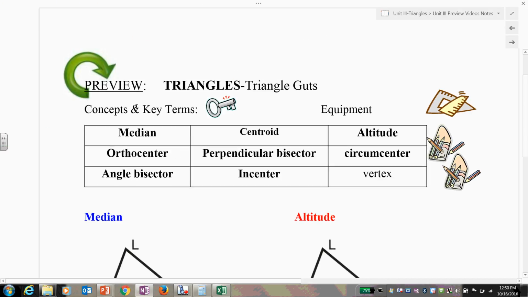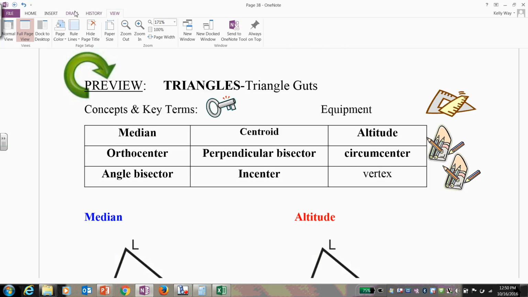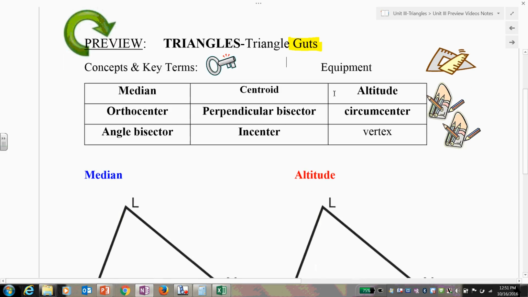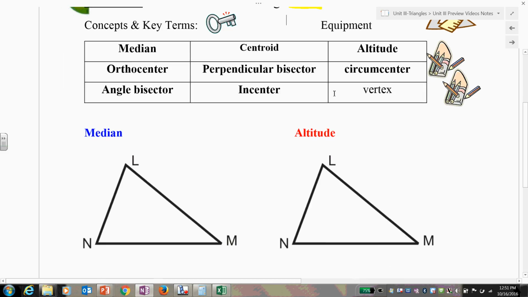So today we're going to talk about triangle guts. The whole reason why I say the word guts is slang for our insides, our innards. So we're going to be talking about different kinds of segments that are on the inside or the inward part of a triangle. There's going to be lots of new terms today, so watch out for it.